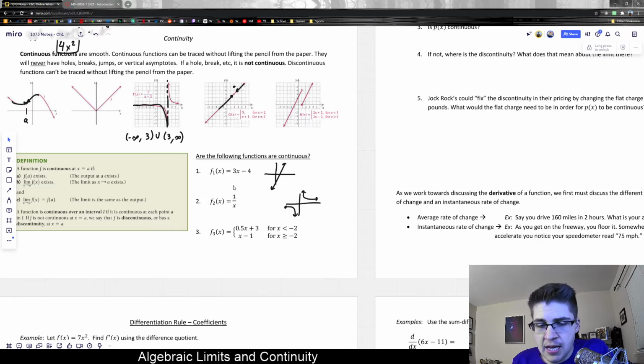But this one, as we discussed, had a vertical asymptote at x equal to 0, or it had a discontinuity. So right off the bat, I know this is not continuous. I didn't actually answer my question, but basically question 1 was continuous everywhere. So I'll just write yes, C2 yes, everywhere. And when I ask you if it's continuous, that usually implies everywhere.